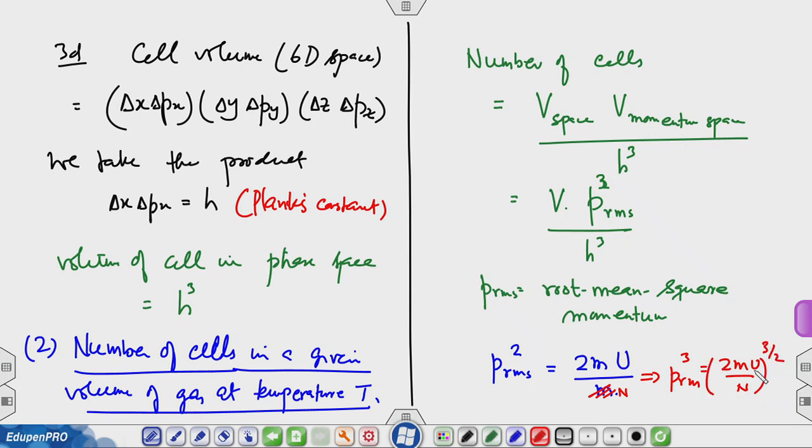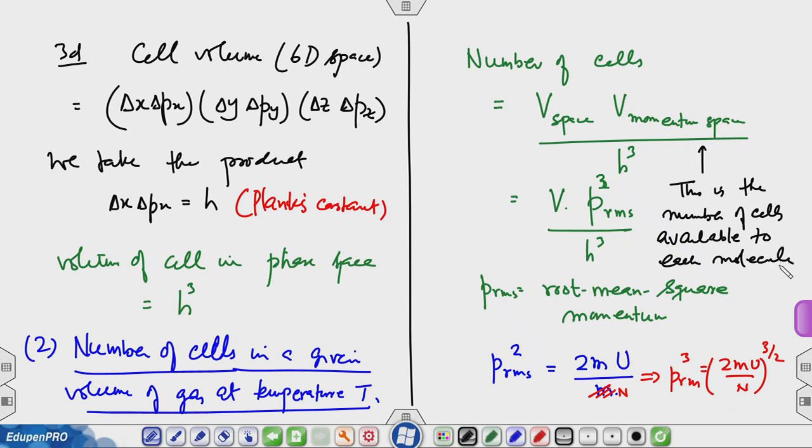So, this gives me P rms cubed equals 2 m U over n raised to 3 by 2. Oh, by the way, this is the number of cells available to each molecule. So, I should point that out. Each molecule can go into the volume V of the entire container, and it occupies the volume P rms cubed times a constant in the momentum space. Since I am going to take log later, that constant does not really matter.